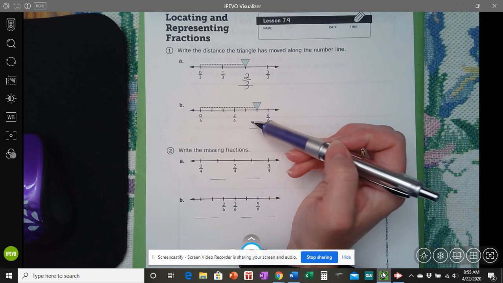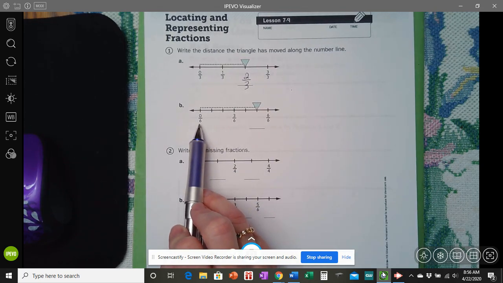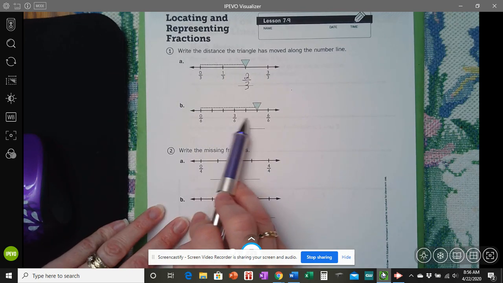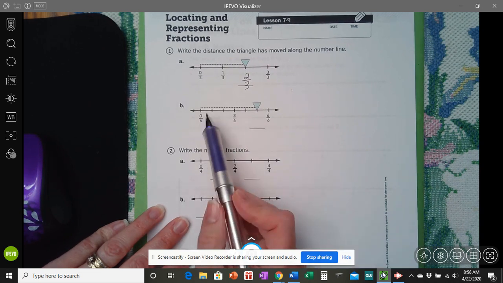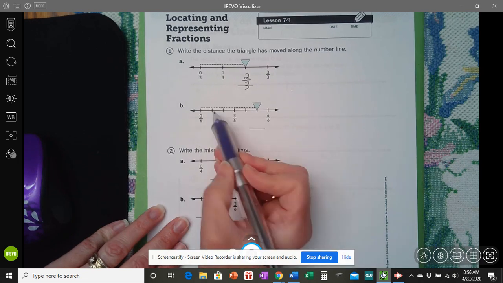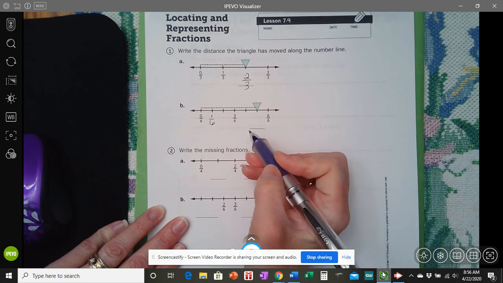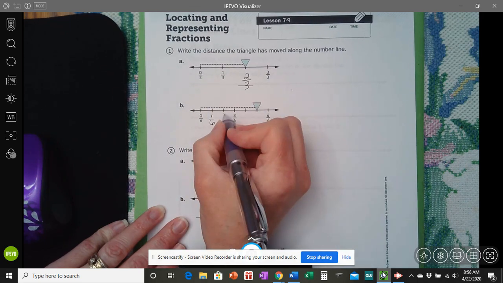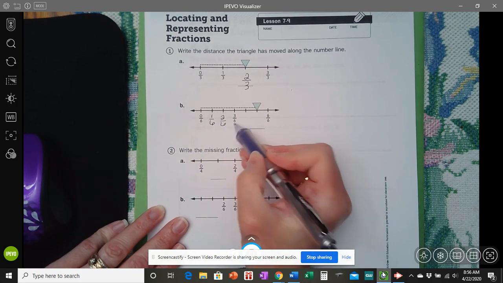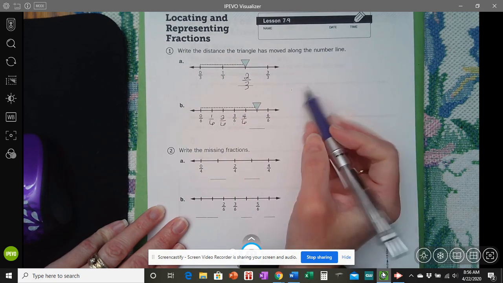Okay. Now let's look at B. We have the same thing, but this time our line is divided into 6. So before we start moving the triangle, let's look at what we would write as our fraction. If we have 0 over 6 here, if we move one piece, that means we would have 1 over 6. Then jump another piece, that would give me 2 over 6. We have 3 over 6. I'm going to jump one more piece, that will give me 4 over 6. Then we have 6 over 6.